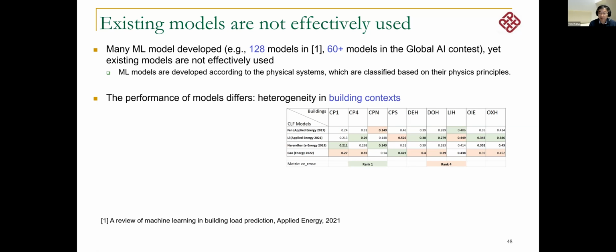So how to solve this problem? There are 3 ways. Number 1 is to develop one model for all. You develop a big model. If a big model doesn't work, you develop a huge model. If a huge model doesn't work, you develop a giant model, right?